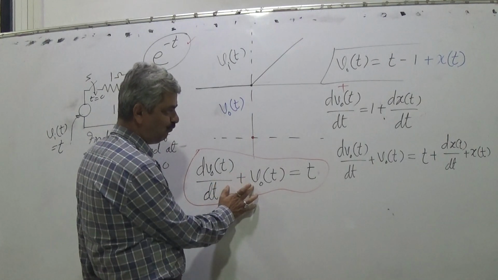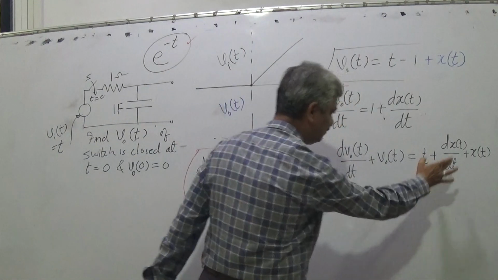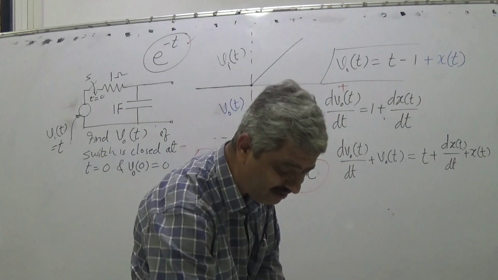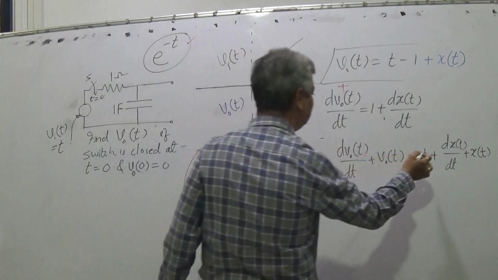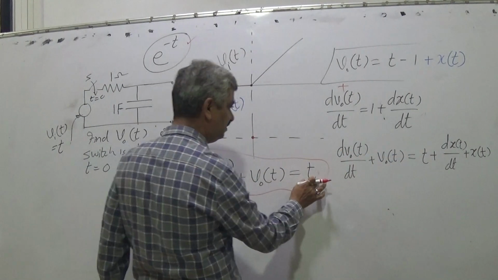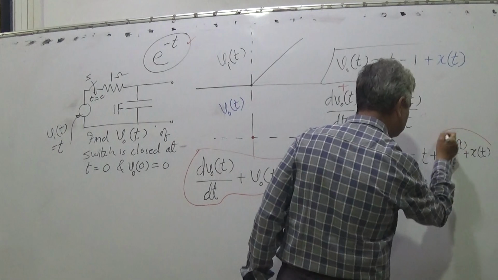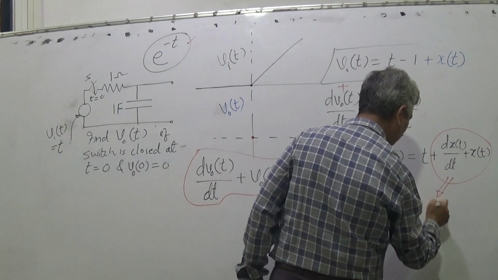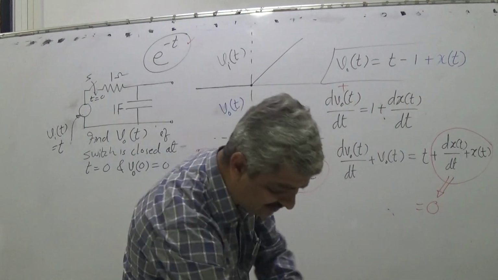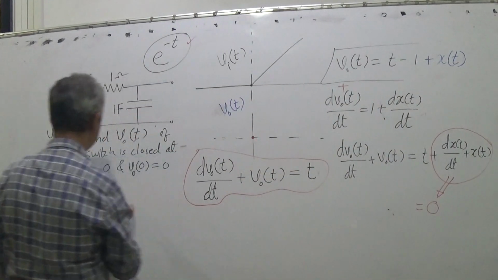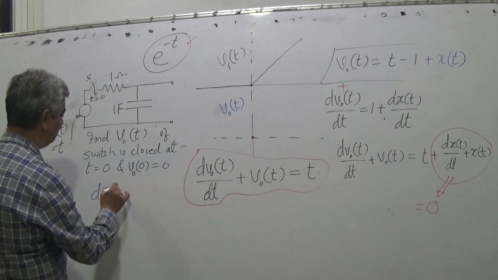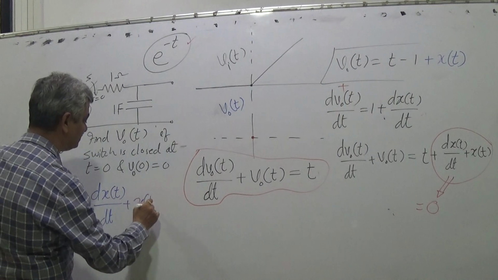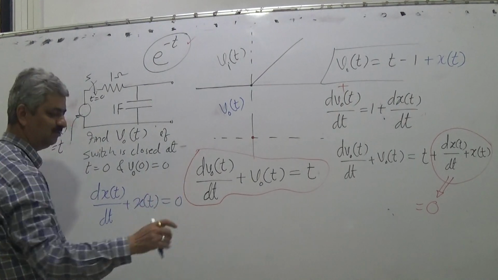So what we want and what we get will be matching if this is what we want, this is what we have, means this must be 0. That is, that xt should be such that dxt by dt plus xt must be equal to 0.